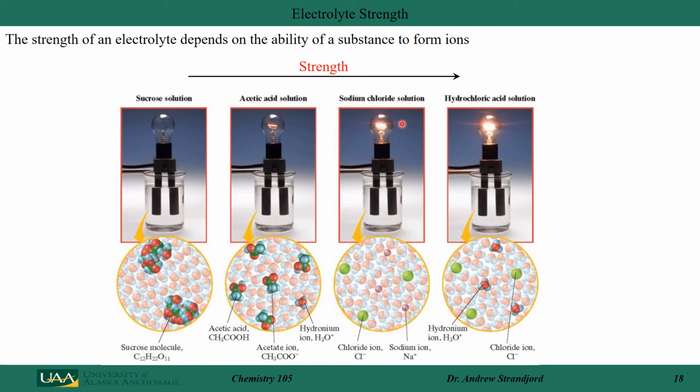Then when I get to sodium chloride, it's a better electrolyte, so I have fairly good electrical conduction through my solution. But if I put in a very strong acid, it's the best electrolyte, and I get good conductivity through my solution because I have multiple ions now. I have my hydronium ion and I have my chloride ion to actually conduct electricity.